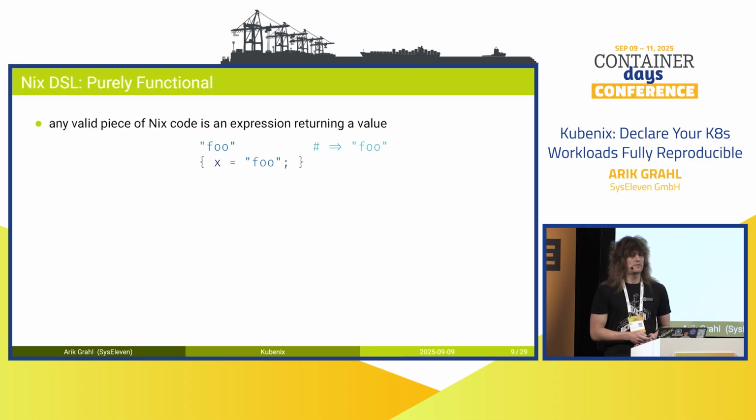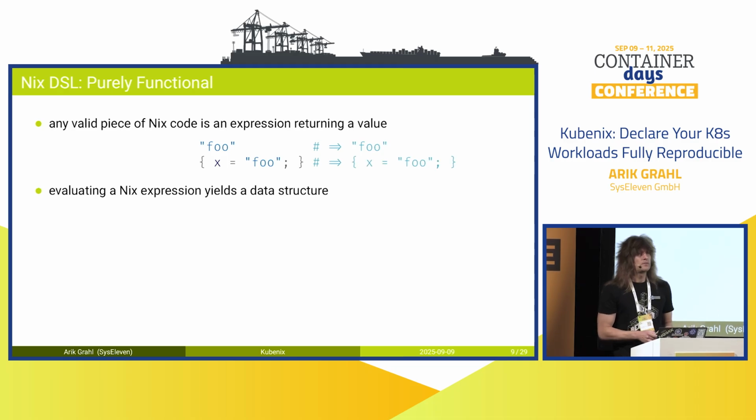Same for a more complex expression: an attribute set which holds the string from before at the key x. Again, whenever evaluating this expression, its value is returned. The second property of a functional language is that evaluating a Nix expression will always yield a data structure.